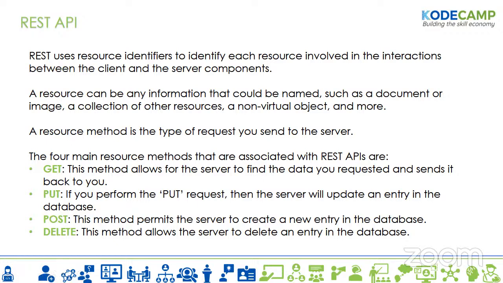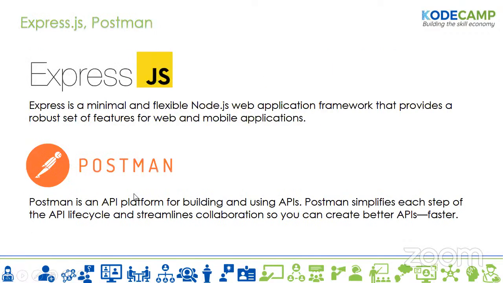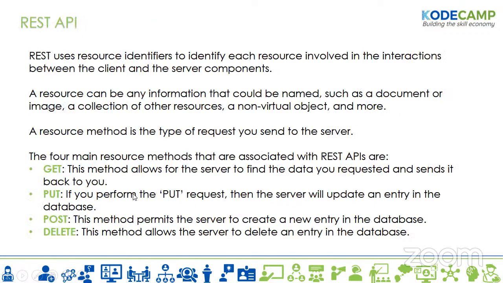Okay, so I'm going to display that when we get to Postman, and then the post request permits you to create a new entry, and then the delete allows the server to delete an entry from a database. So basically, all of these are things that you are the one who specifies. However, this is the standard. This is the way it should be done. And if you do it another way, you're not conforming to the standard of what the REST API is.